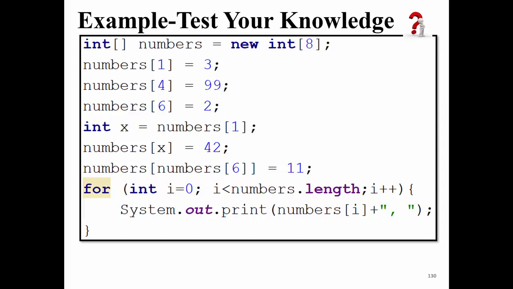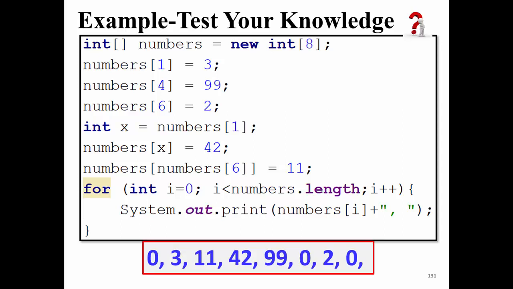This example tests our knowledge that if we are using a subscript to address an element of the array, we can use 1, 4, or 6, or we can use a variable x, or we can use another element to index the element of the array. As you can see, the element at 6 is used to assign 11 at that location. So this will be 0, 3, 11, 42, 99, and 0, 2, 0.